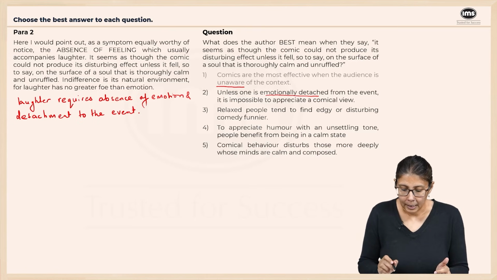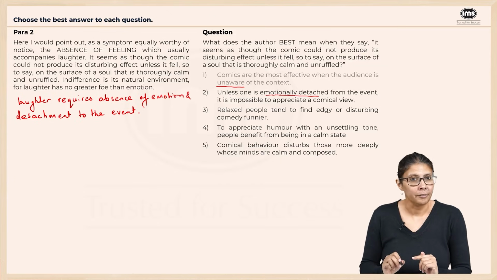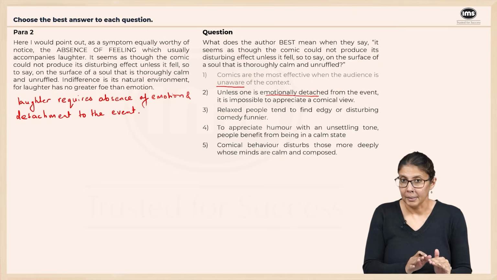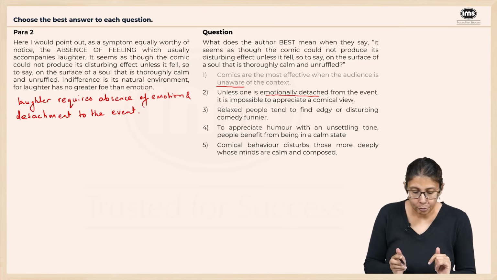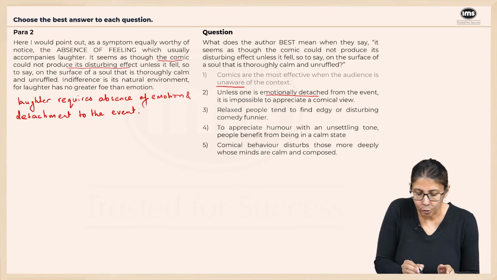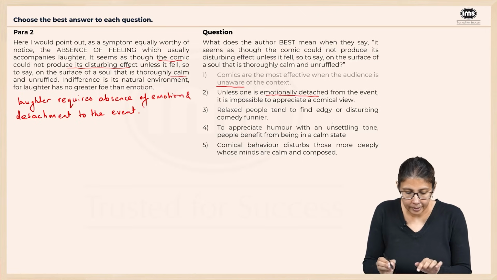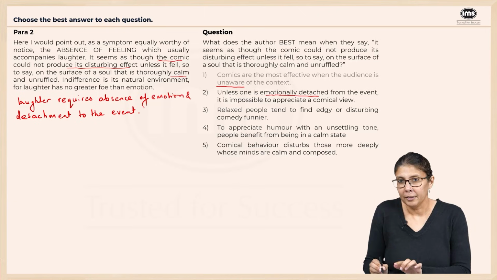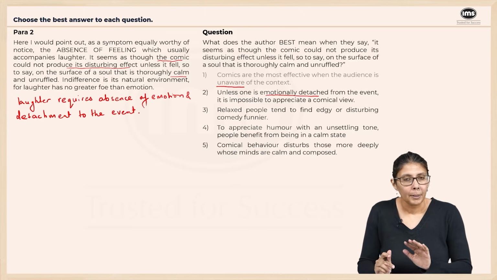So let's keep 2. Option 3 says, relaxed people tend to find edgy or disturbing comedy funnier. If you just look at the words but you do not truly understand the meaning, then you might pick option 3. The reason for that is that this line says the comic could not produce its disturbing effect unless it fell on a soul that is thoroughly calm and unruffled. So, calm is equal to relaxed, disturbing effect we might match with the word disturbing here, but then you're missing the forest for the trees basically.